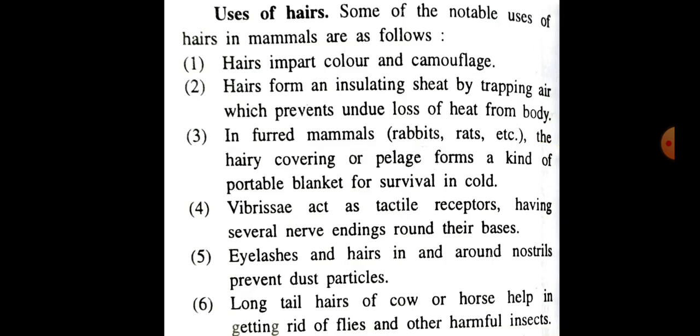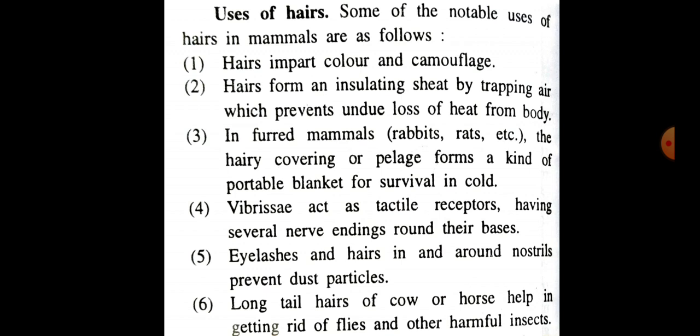Uses of hairs. Some of the notable uses of hairs in mammals are as follows. First, hairs impart color and camouflage. Second, hairs form an insulating sheet by trapping air, which prevents undue loss of heat from body. In furred mammals such as rabbits, rats, etc., the hairy covering or pelage forms a kind of portable blanket for survival in cold.